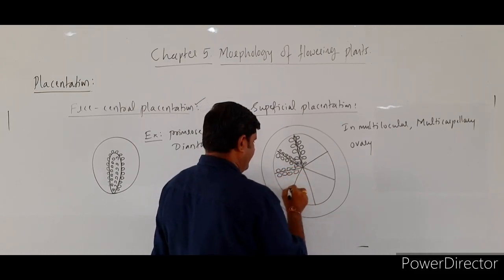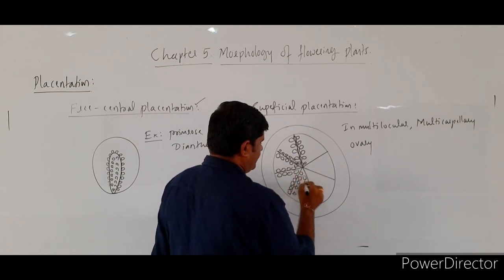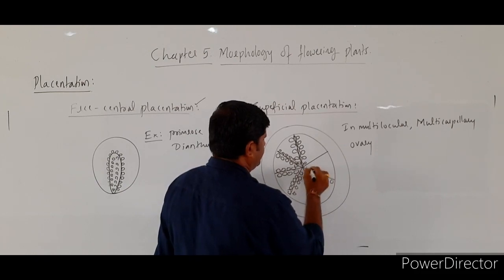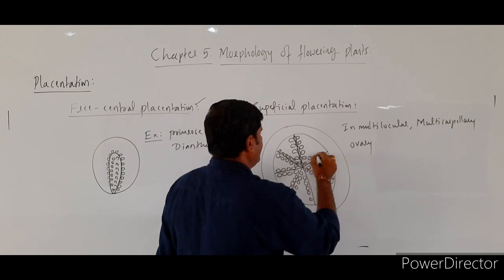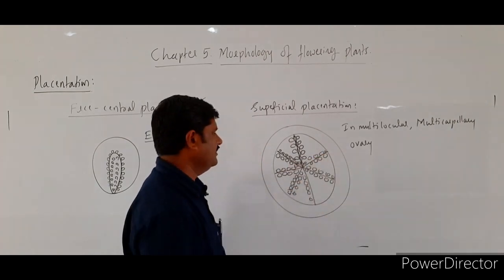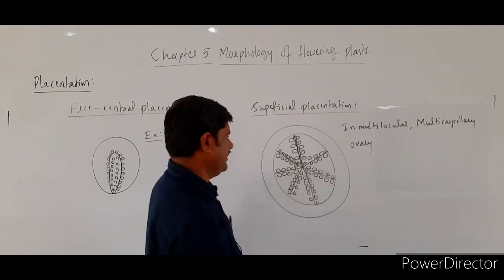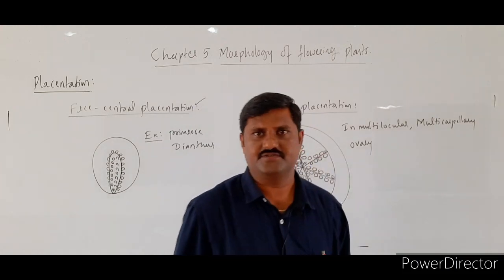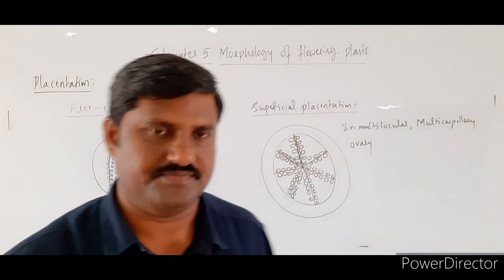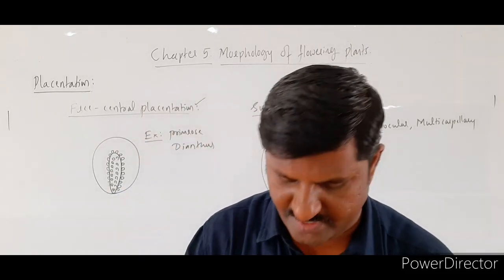Then this kind of placentation is called what? It is called superficial placentation, right? So, like this, many ovules are distributed on the placentae. This kind of placentation is known as superficial placentation. Okay, these are the different types of placentation that we come across.